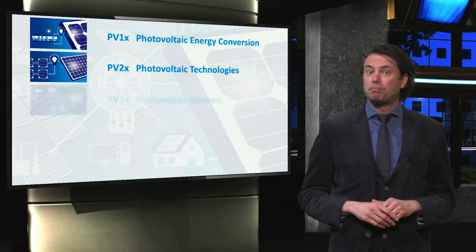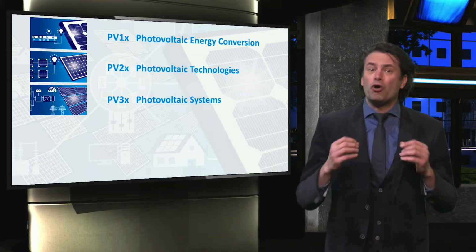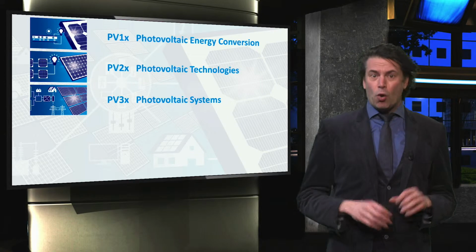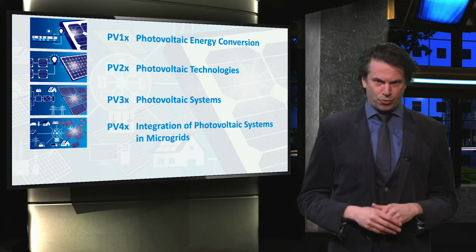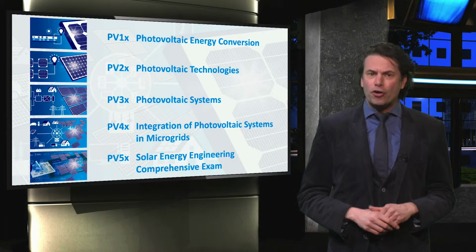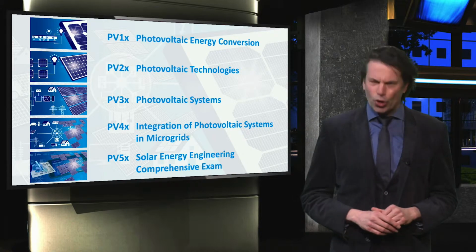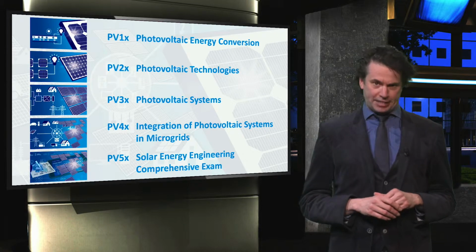In the third course, PV3X, Photovoltaic Systems, we will use the solar panels and components to create a PV system. While in the fourth course, we will integrate the PV systems in microgrids. The fifth and final course consists of a comprehensive exam. Let's look at the learning objectives of each of the courses in some more detail.